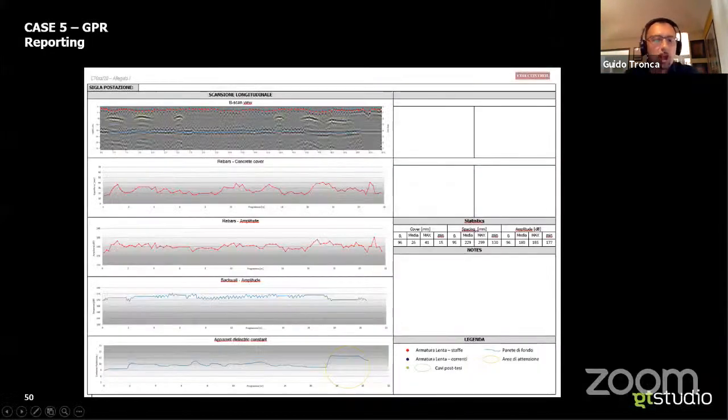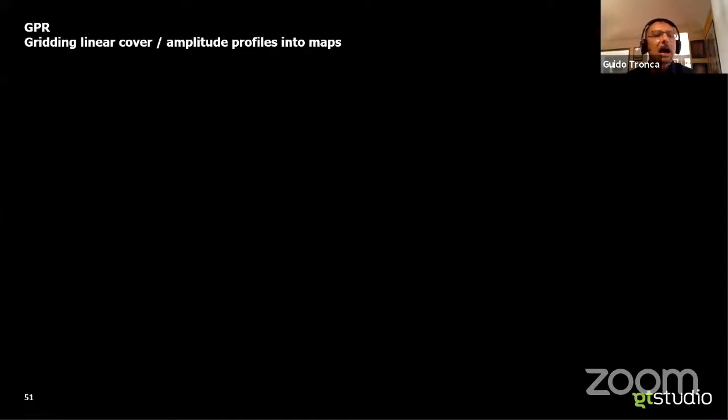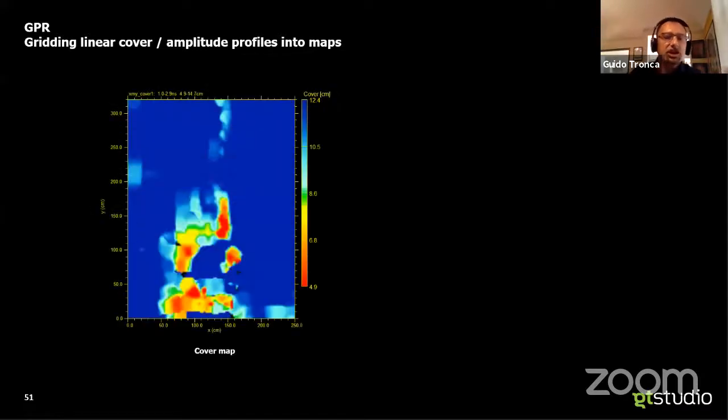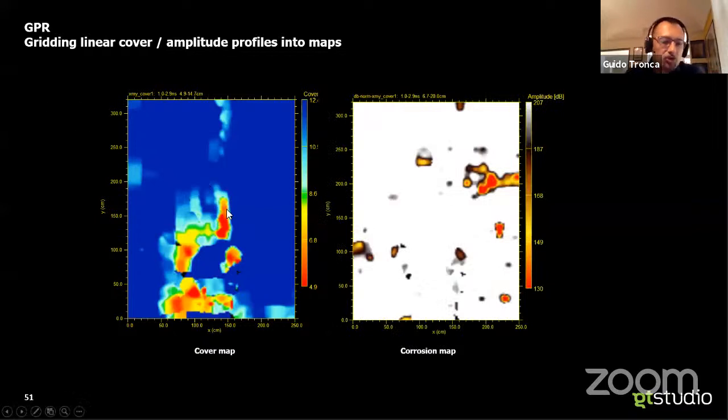Just to close by saying that this is the typical output for quantitative analysis on line scan. These kinds of results are more commonly delivered, especially in case of large areas such as bridge decks, in terms of areas. So we grid those results, and these are two consolidated deliverables standard in the practice of corrosion analysis: cover map across the whole area and corrosion map pointing out in red the areas at low intensity.